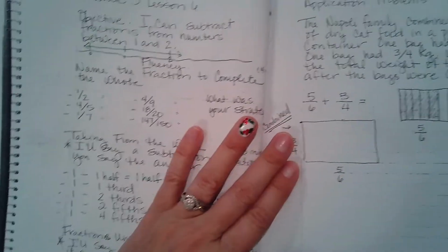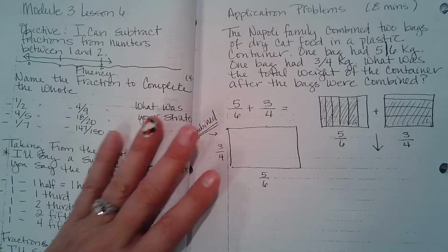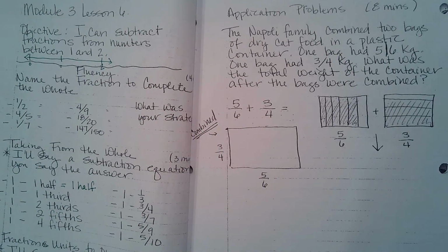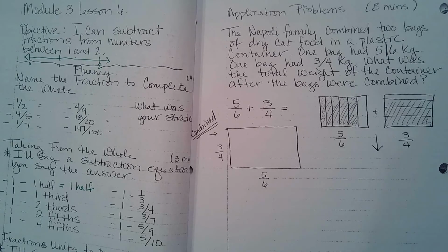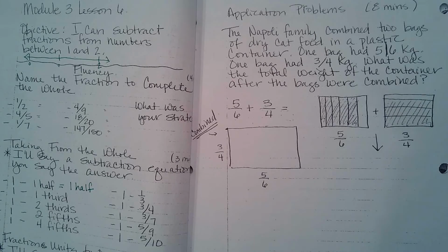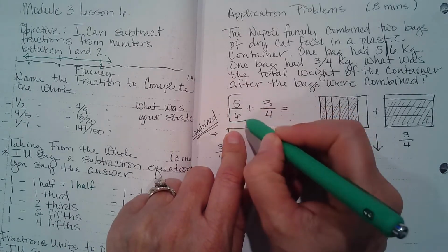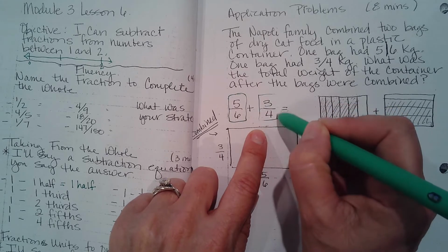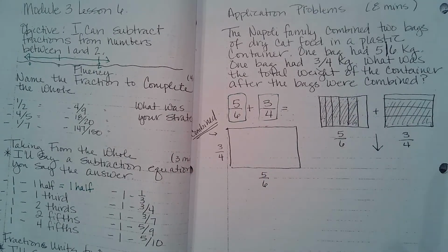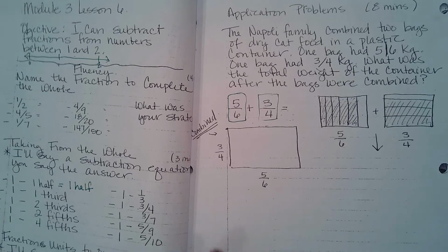The Napoli family combined 2 bags of dry cat food in a plastic container. One bag had 5/6 kilogram. Another bag had 3/4 of a kilogram. What was the total weight of the container after the bags were combined? So this is 5/6. This is almost one whole, right? And this is almost one whole. So you're going to end up with something greater than one whole. What are you going to do with your improper fraction? Are you going to leave it or turn it into a mixed number? You're right, you're going to turn it into a mixed number.